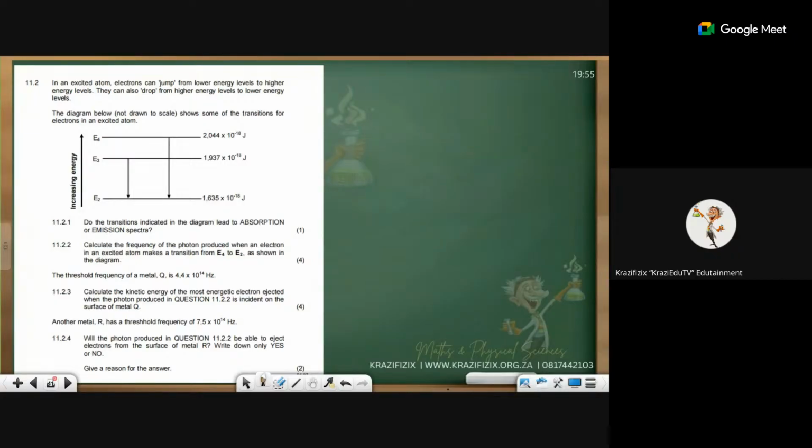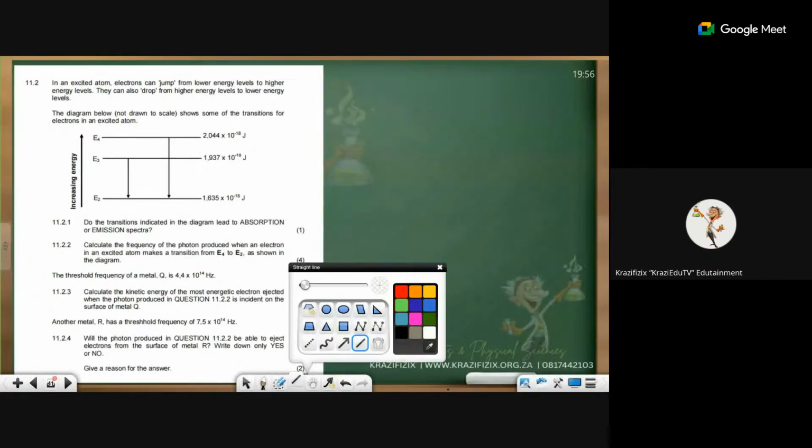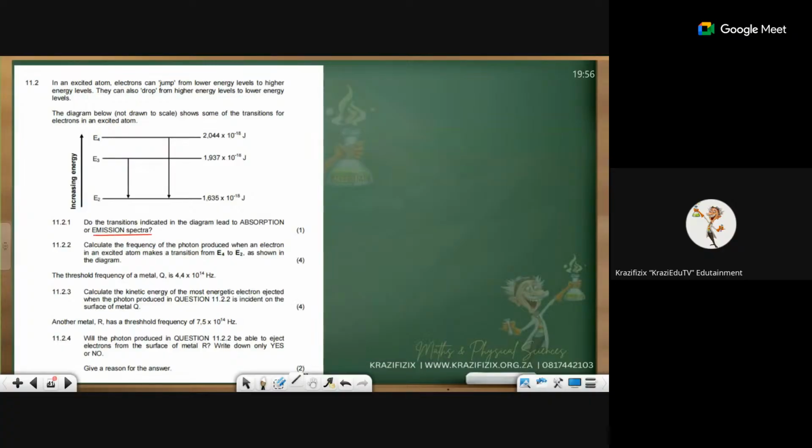In an excited atom, electrons can jump from lower energy levels to higher ones. They can also drop. The diagram below, not drawn to scale, shows that they are dropping, right? Is this an absorption or an emission spectrum? Emission, because for it to emit, it has to lose. So when it loses, it drops. So this is emission. This is a free mark that I need us to get.